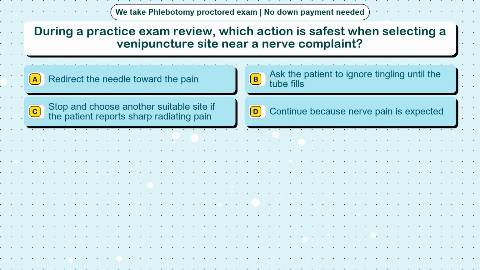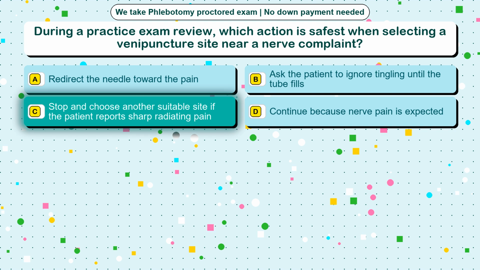Question 85. During a practice exam review, which action is safest when selecting a venipuncture site near a nerve complaint? Option A. Redirect the needle toward the pain. Option B. Ask the patient to ignore tingling until the tube fills. Option C. Stop and choose another suitable site if the patient reports sharp radiating pain. Option D. Continue because nerve pain is expected.